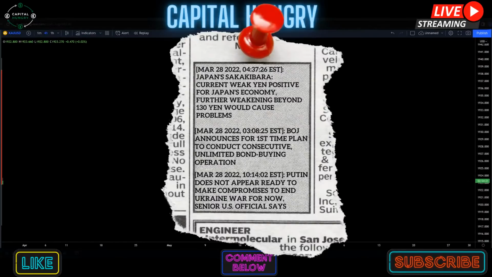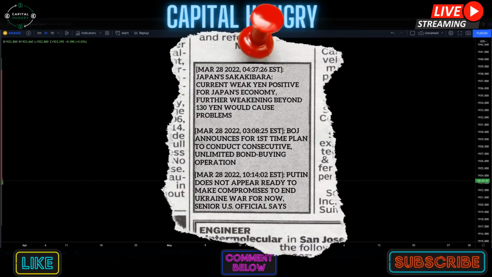Now, like I was talking about, those headlines we got overnight explaining the Japanese yen weakness are shown on your screen in this little newspaper snippet. March 28th, 3:08 a.m. Eastern, BOJ announces for the first time plan to conduct consecutive unlimited bond buying. This means they're looking to increase the supply of Japanese yen within the global market and within the Japanese economy, and escalate the asset purchase program and buy more bonds.